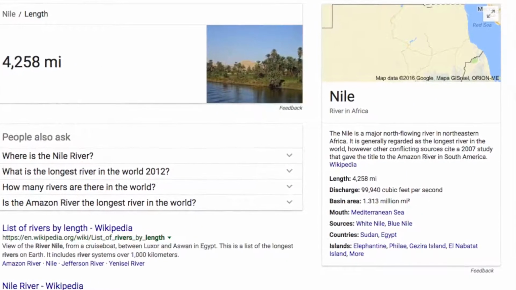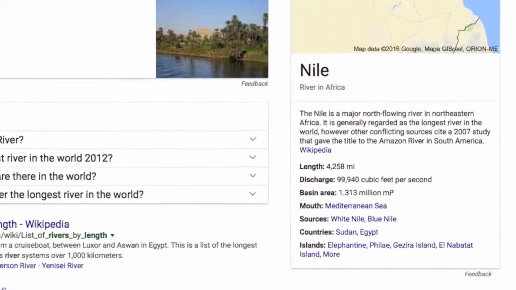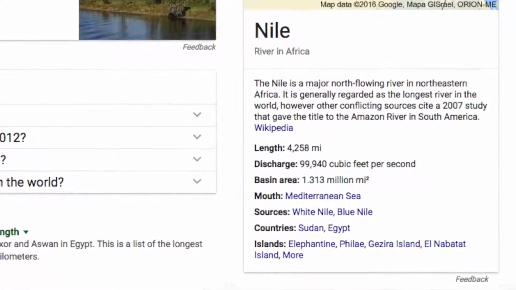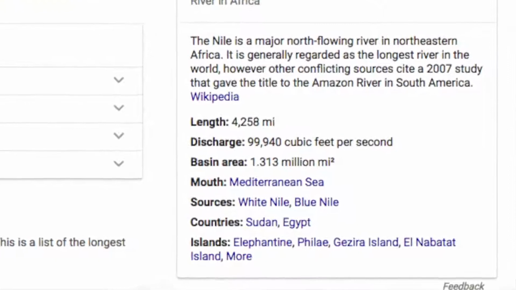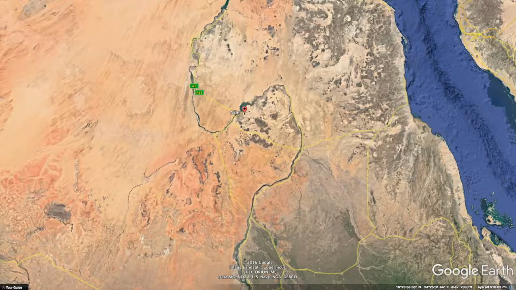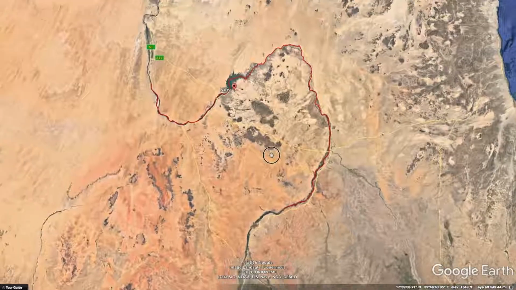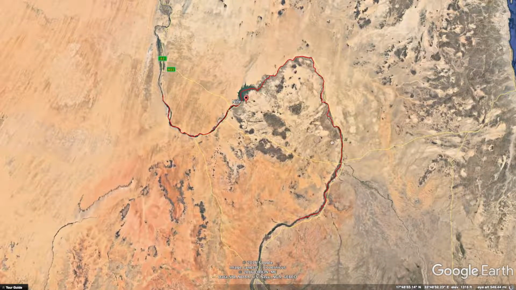I think in total distance, it's almost 5,000 miles from the source point to where it empties out in the sea. But what I wanted to do was map out this section here that's shown in red so that we can see two bends. We could see the major bend here in the river and then a major bend here.